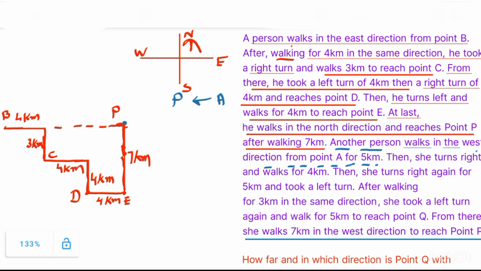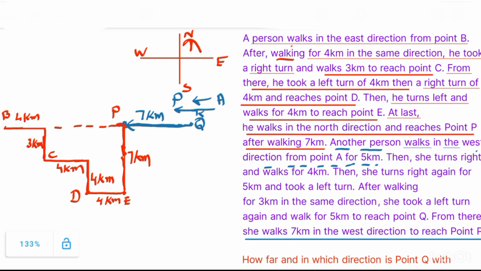Now, how does she reach here? She walks 7 kilometers in the west direction. That means in this direction she walked for 7 kilometers. Okay, so she must be somewhere here, 7 kilometers from P, and this point was Q. Okay, so she walked 7 kilometers to reach point Q.